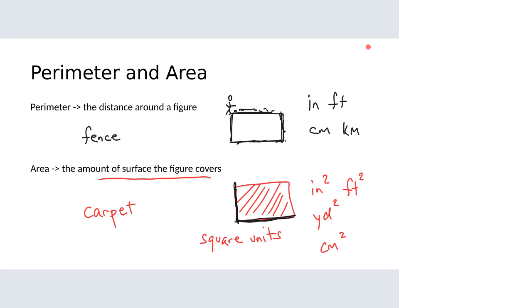Units won't be a huge focus for me, but I do want you to be aware that if we're talking about perimeter, we're just talking inches, feet, centimeters, kilometers, miles, yards, whatever. If we're talking about area, it's square units, square feet, square yards, square kilometers, whatever they are, because we have two dimensions now. With perimeter, sometimes we'll have a formula, but usually we'll just add up all the sides. With area, though, you're going to see formulas for that.